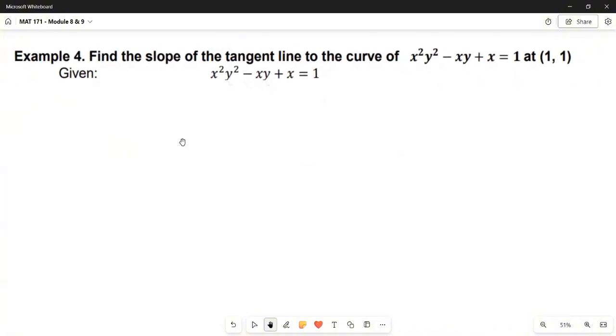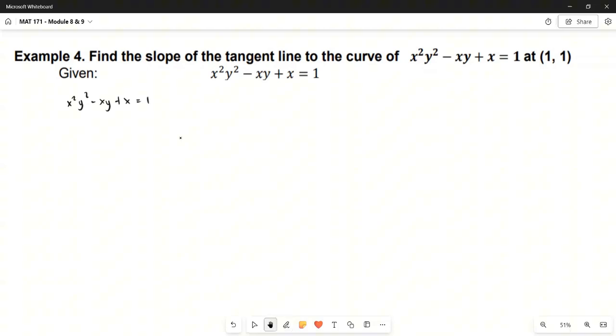So, let's proceed to our fourth example. We have: find the slope of the tangent line to the curve x squared y squared minus xy plus x is equal to 1 at point (1, 1). Okay? So dito, napapansin nyo, ito ay lumitaw sa ating topic na implicit differentiation. So therefore, yung mga ganito, mag-i-implicit differentiation tayo. Okay? So we have here x squared y squared minus xy plus x is equal to 1.